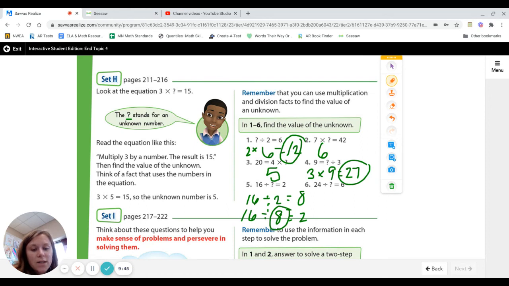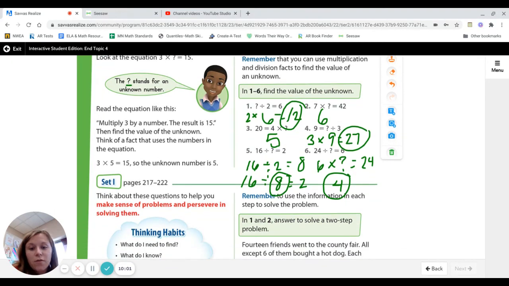24 divided by what is 6? I can think 6 times what equals 24. I know 6 times 1 is 6, 6 times 2 is 12, 6 times 3 is 18, and 6 times 4 is 24. So I know my question mark will be 4. So remember, when you see this question mark, that just means the number you're solving for.